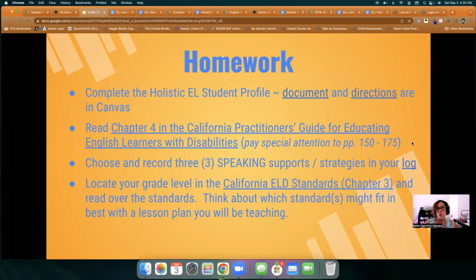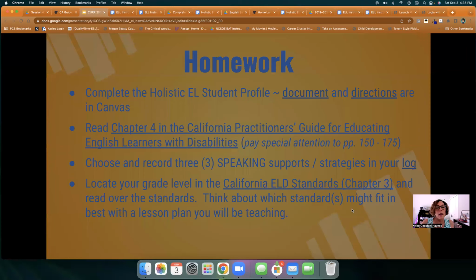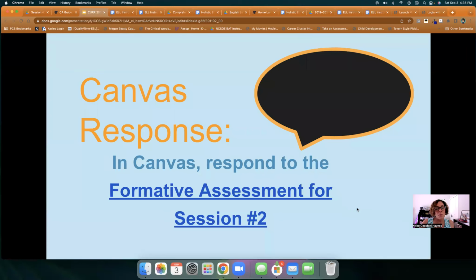And again, I'm asking you to think through the lens of, if I was going to create a lesson, if I'm going to teach something, what ELD standard or standards makes the most sense? What is already relevant for what I'm planning to teach? Okay, so that's your homework. And in the Canvas response, it's in Canvas for formative assessment session 2. So I ask that you go in there and get that done before next Tuesday.